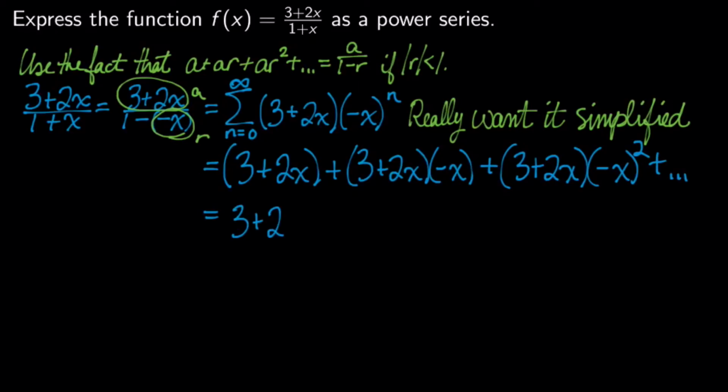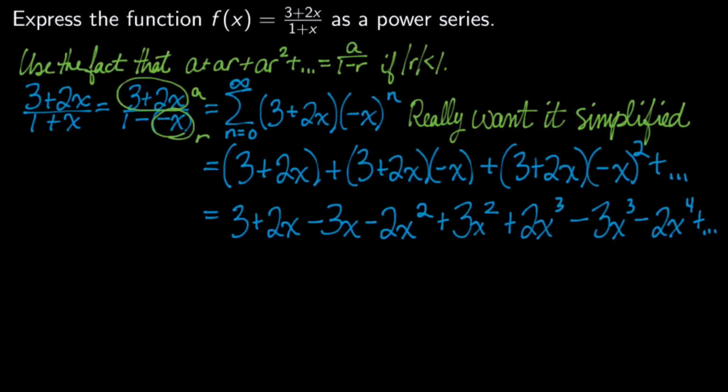So here's some terms. And when you distribute everything, what happens is you get 3 plus 2x minus 3x minus 2x squared plus 3x squared plus 2x cubed. Do you see this? Do you see how these are all going to combine in a nice way? And what happens is you get 3 minus x plus x squared minus x cubed plus x to the fourth. You get this cutie little alternating series.